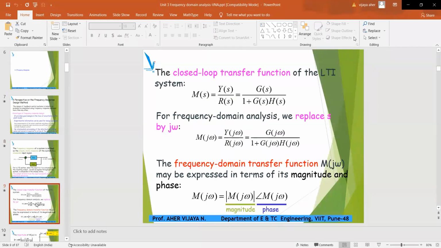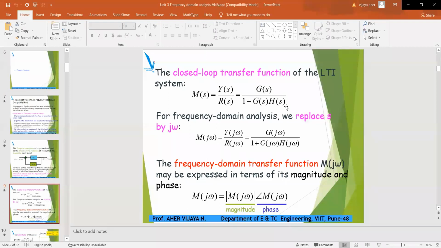Now, for the closed loop transfer function of an LTI system, you know how to write the transfer function in the time domain. In the time domain, the transfer function you have written in terms of G(s) is the ratio of the Laplace of output to the Laplace of input. The same thing I have written here: G(s) divided by 1 plus G(s) H(s). This is the transfer function for the closed loop of the LTI system.